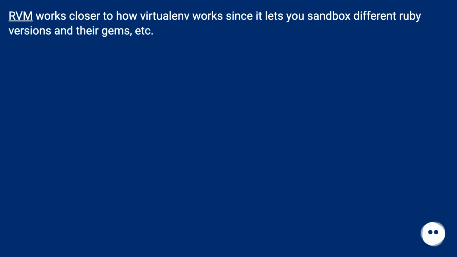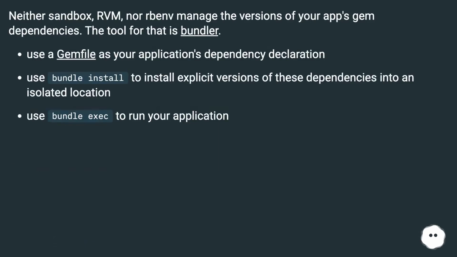RVM works closer to how Virtualenv works since it lets you sandbox different Ruby versions and their gems, etc. Neither Sandbox, RVM, nor RVenv manage the versions of your app's gem dependencies. The tool for that is Bundler. Use a Gemfile as your application's dependency declaration. Use bundle install to install explicit versions of these dependencies into an isolated location. Use bundle exec to run your application.